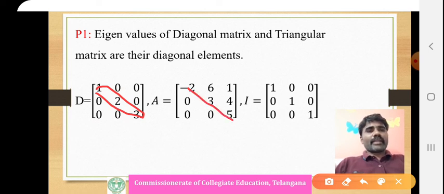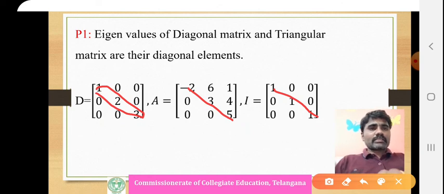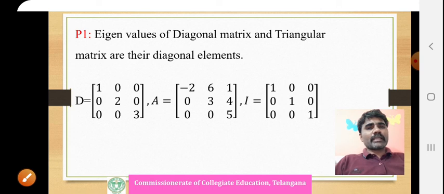And the eigenvalues of the identity matrix, I is the identity matrix which is also a diagonal matrix, its eigenvalues are 1, 1, 1. Like that, whenever the given matrix is diagonal, triangular or identity, then we can directly determine the eigenvalues without expanding determinant of A minus lambda I equal to 0. This is the first property.